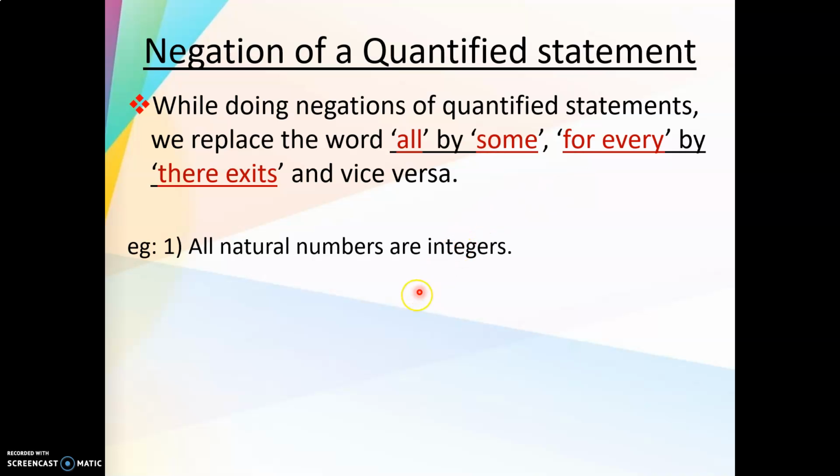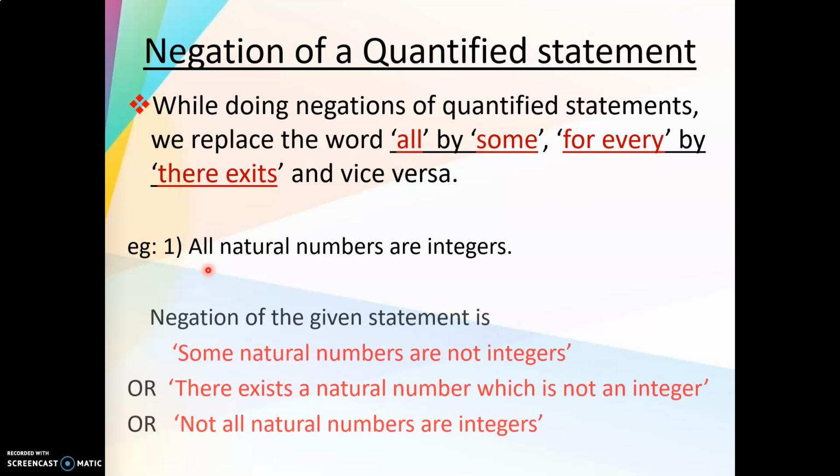All natural numbers are integers. In this one, universal quantifier all is used. So to change the universal quantified statement into negation, we'll apply some in the beginning, or you can write other two ways also. So we'll discuss with the first one. Some natural numbers are not integers. This is the easiest way to make a sentence into negation. So not we have applied after the auxiliary verb.